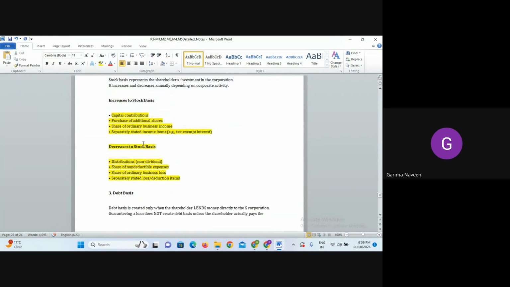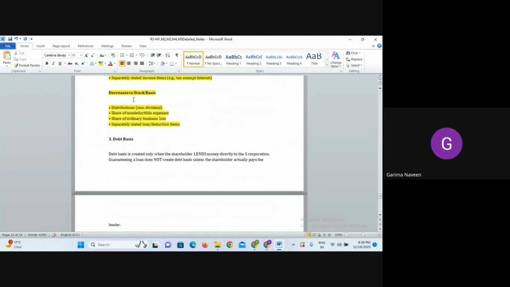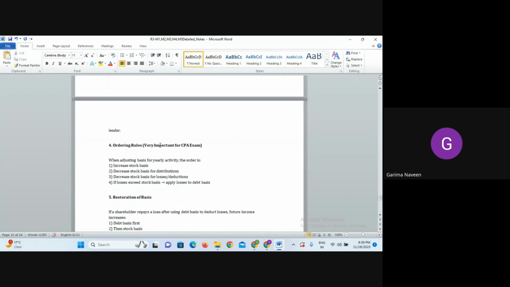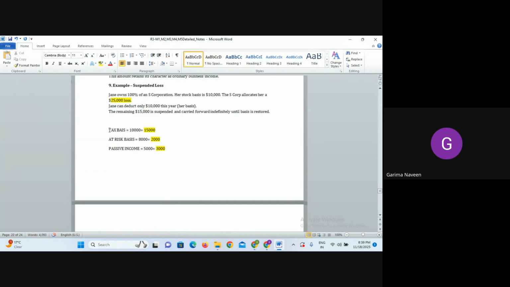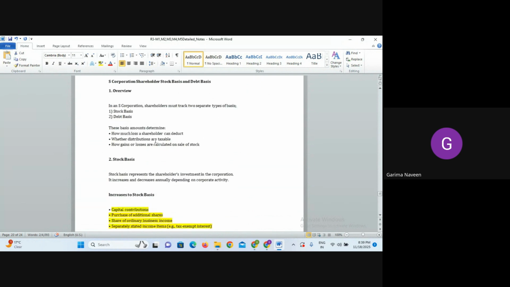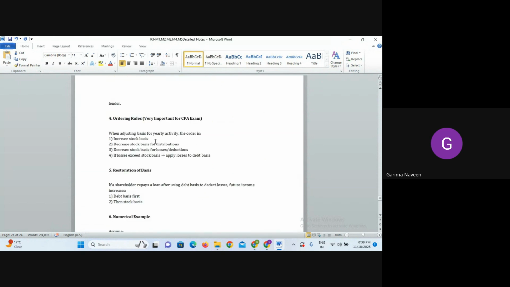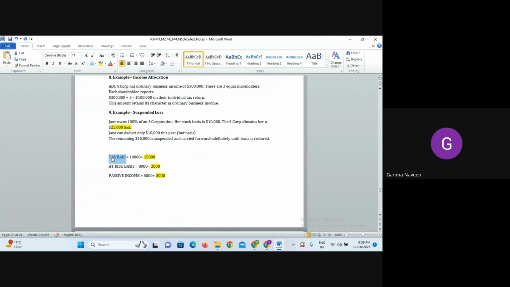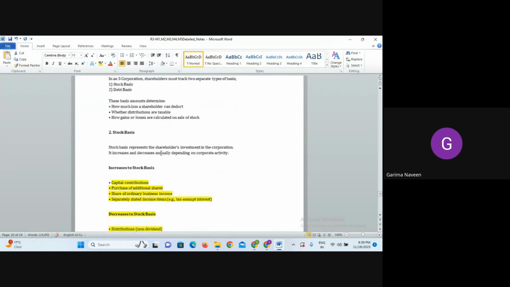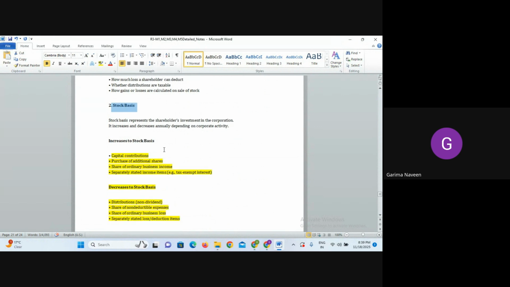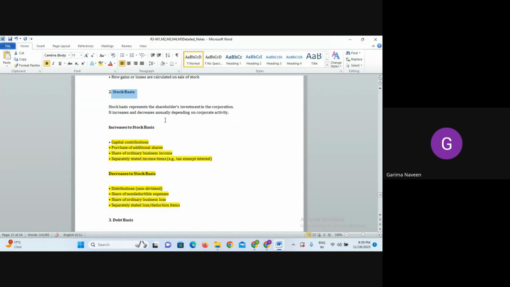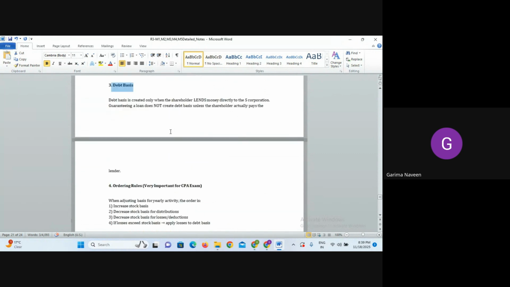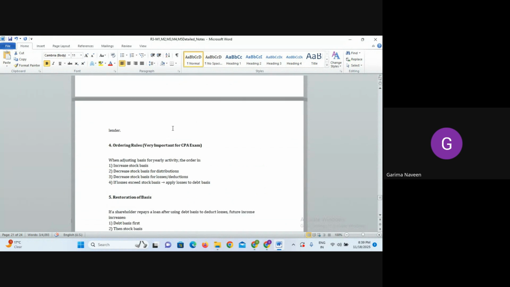So stock basis and debt basis add up to give you the tax basis, which I discussed above. When you decrease your basis for losses, first you reduce your stock basis, then you reduce your debt basis. And the excess of the loss you can carry forward to the next year.